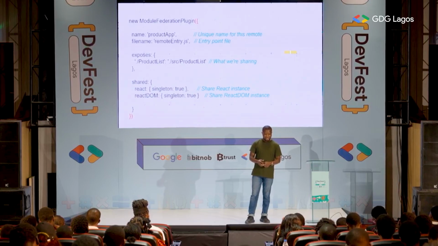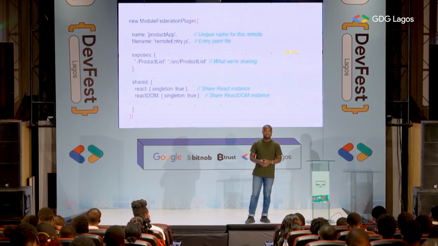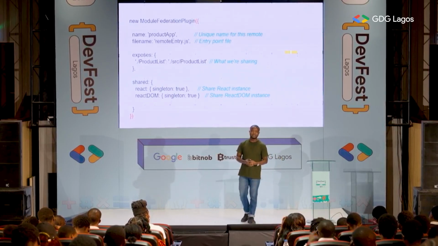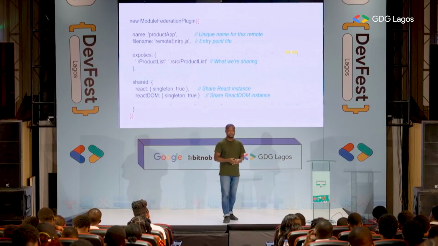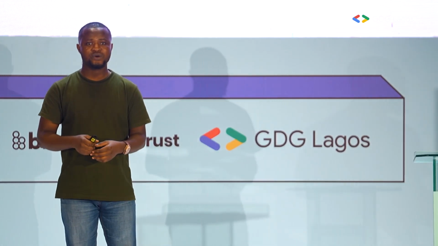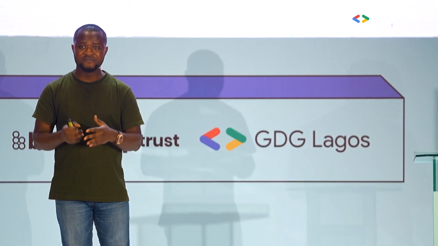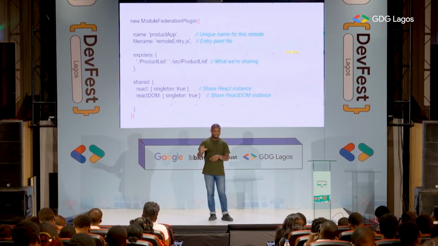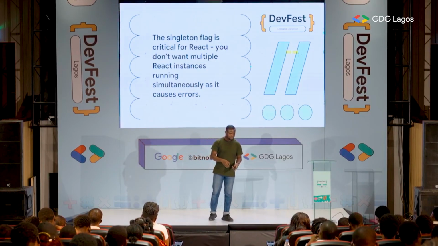For instance, you have your React or React DOM. So we have a singleton. We pass a Boolean value of true. When you pass a singleton value of true, the host understands that this particular dependency or library needs to be applicable to all remotes. So you don't want to duplicate it within different remotes.